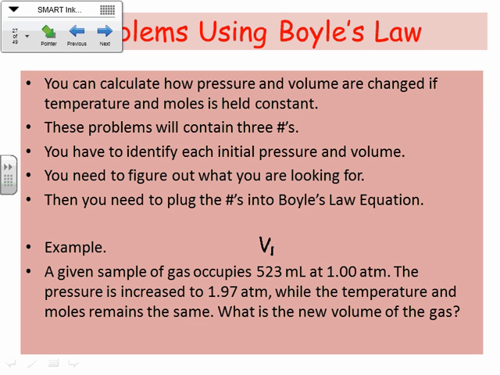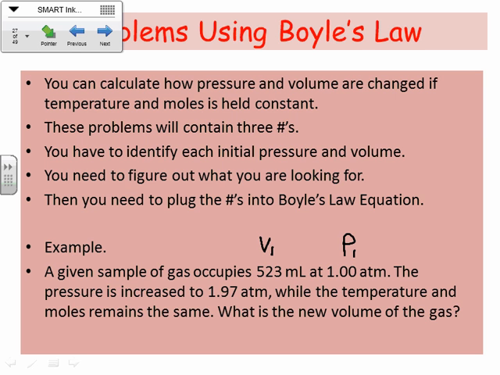1 atmosphere, what's that? That's a pressure, right? Okay. Now, is this volume related to this pressure? This 523 milliliters is the volume at 1 atmosphere. So if I call this V1, now I have to call this P1. Does that make sense? Okay, if I called this V2, then this would have to be P2. You just have to make sure that the right variables are related to one another.